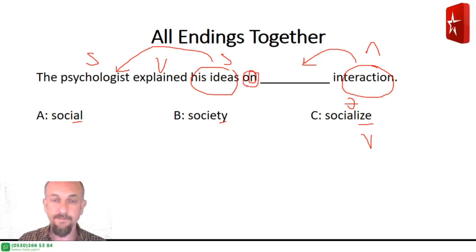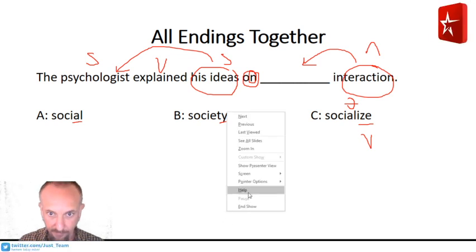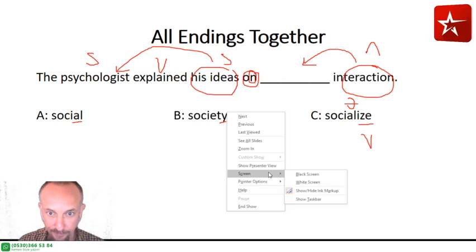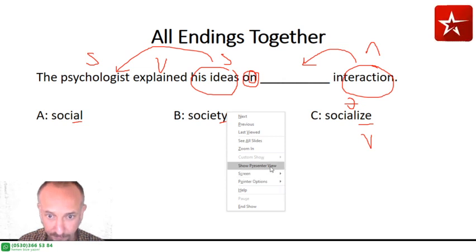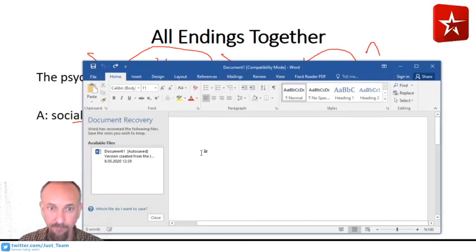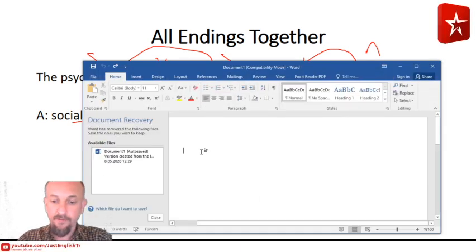On is a preposition. And actually, I'm going to quickly open up something here. I did learn something new with this earlier. Present to view, screen, show taskbar, and here we go. We'll quickly go here.